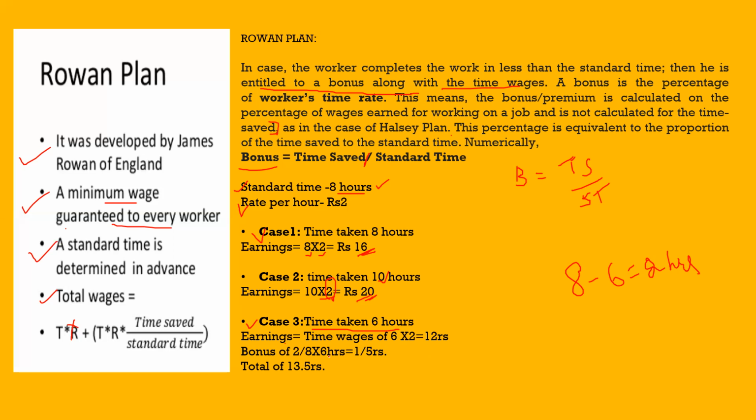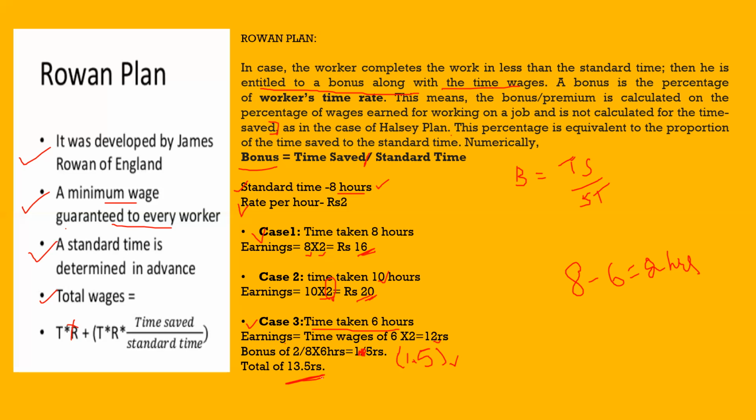Into how many hours he has worked? 6 hours he has worked is equal to 1.5 rupees. That should be 1.5 rupees. 1.5 rupees is the amount the person should receive as a bonus. So what is the total of this, 12 rupees plus 1.5 rupees? 13.5 rupees is what the worker is earning under the Rowan plan.